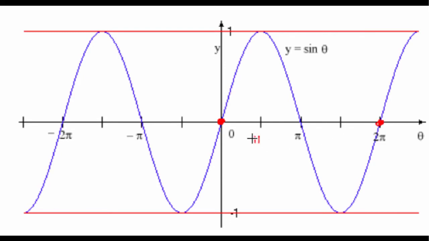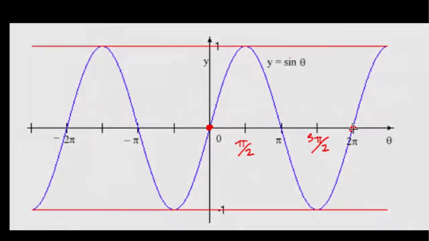And these intermittent values here, this is pi over 2, this is 3 pi over 2. So the sine function attains a value of 0 at 0, it attains a value of 1 at pi over 2, it attains a value of 0 at pi, it attains a value of -1 at 3 pi over 2, and it attains a value of 0 at 2 pi.